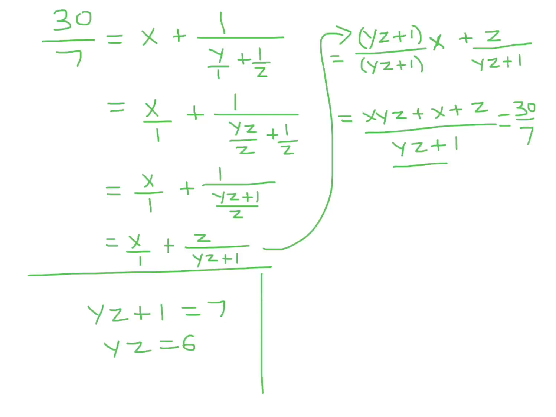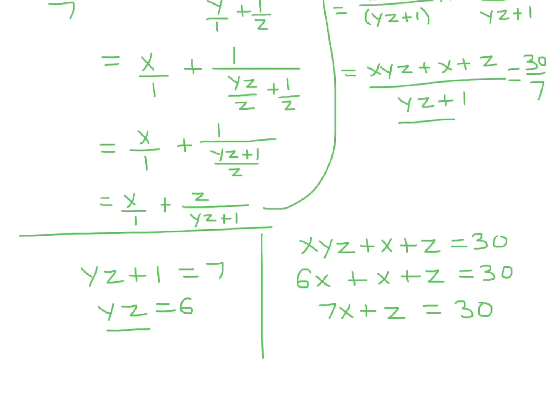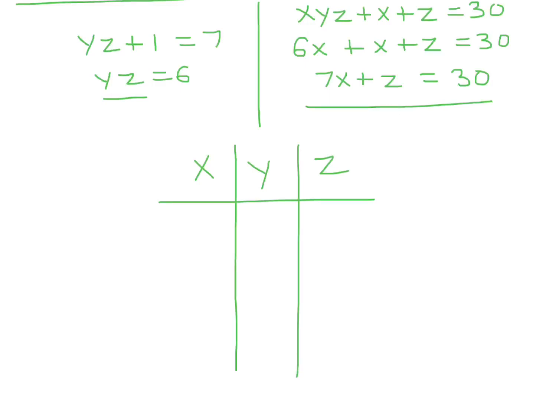Now let's look at the numerator. We've got xyz plus x plus z is equal to 30. Now we can plug this in here. So that gives you 6x plus x plus z is equal to 30, and therefore we have 7x plus z is equal to 30. So these are our two equations that are going to help us solve for x, y, and z. And remember, all three have to be positive integers.